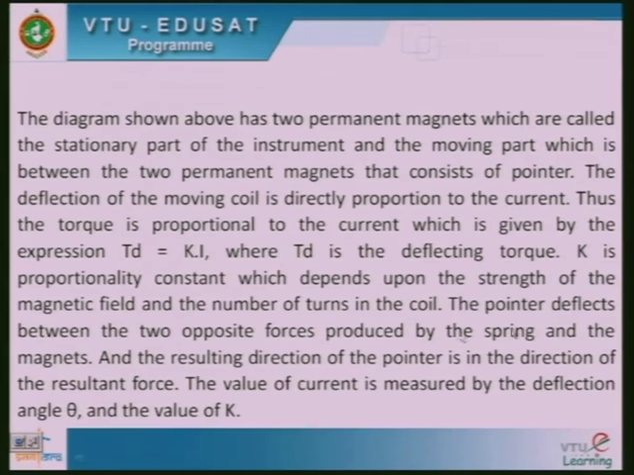This K represents the proportionality constant, which depends on the strength of the magnetic field and the number of turns in the coil. The pointer deflects between the two opposite forces produced by the spring and the magnet, and the resulting direction of the pointer is in the direction of the resultant force. The value of the current is measured by the deflection angle theta and the value of K.